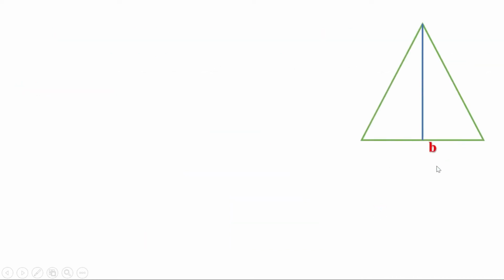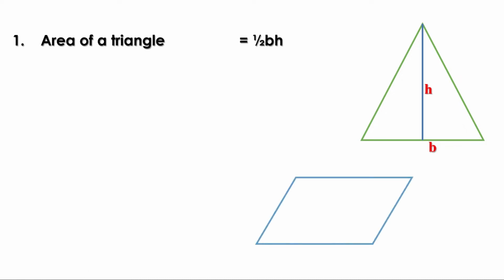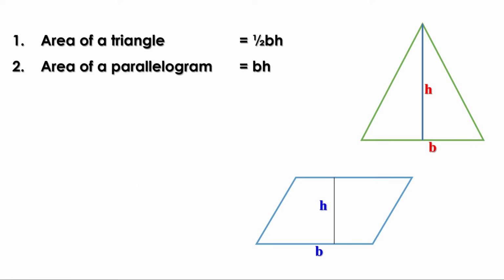This is a side of the triangle and this is the height to this side. Then area of the triangle is half BH. Now let us take a parallelogram. This is one side and this is the distance from that side to opposite side. Let it be H. Then area of the parallelogram is B into H or BH. If A is to B equal to C is to D, then AD equal to BC. That is product of extremes equal to product of middle terms.